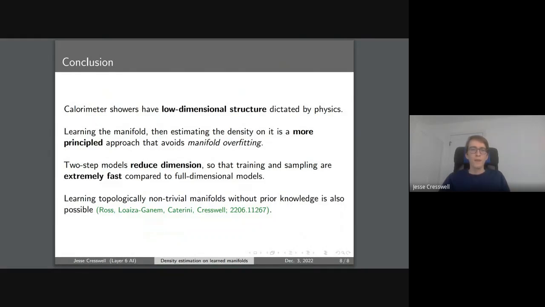To wrap up, I've talked about how calorimeter showers have low-dimensional structure and that we should be accounting for this structure with our modeling assumptions. We can do that by first learning the manifold and then estimating the density on it. And this gives us a more principled approach to maximum likelihood estimation, which avoids the problem of manifold overfitting. In addition, two-step models reduce the dimension of the data so that training and sampling is extremely fast compared to full-dimensional density models. So do come by our poster if you want to chat more.